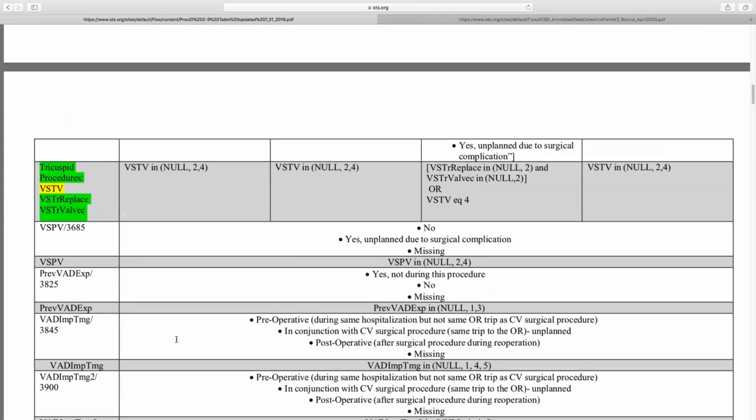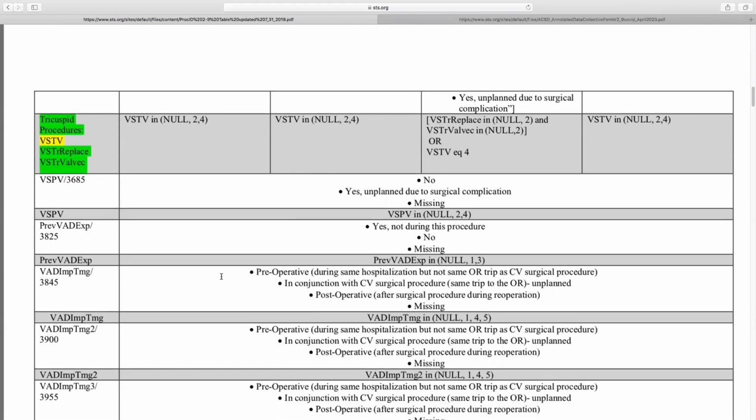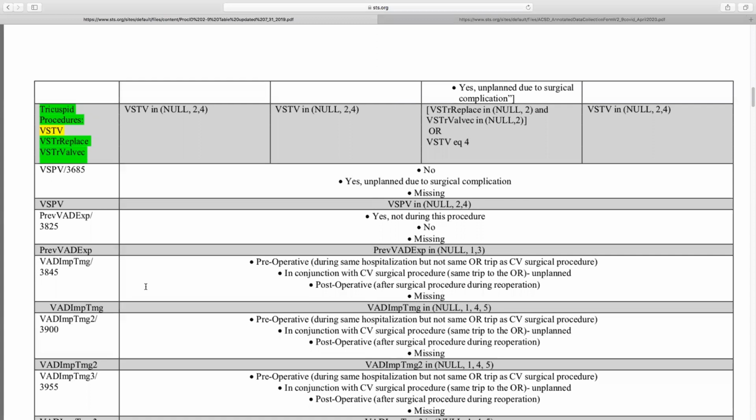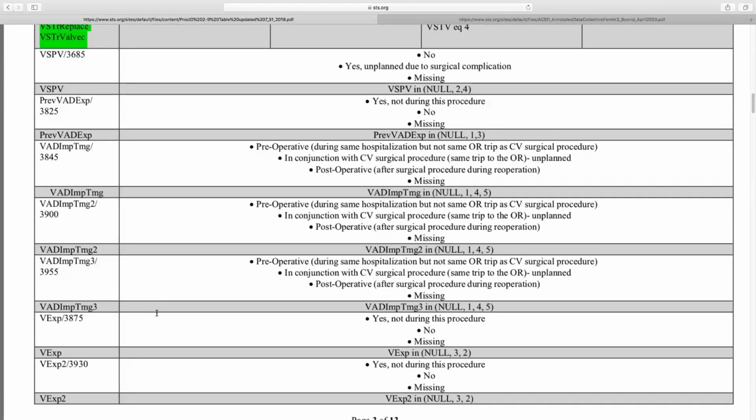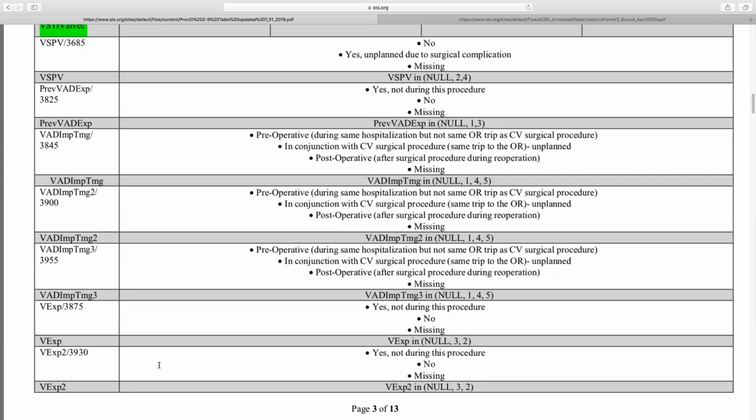If we're still looking in column 1, this is ISO-CAB. We're looking at previous VAD explant. If this is yes during this procedure, no, or missing, we'll keep it in the isolated CABG column. VAD implant timing: to keep it in the isolated column, you need to have selected preoperative in conjunction with CV procedure unplanned, or postoperative after surgical procedure during reoperation, or if the value is missing. Same thing with timing 2 and timing 3. And then, I believe this is VAD explant: yes, not during this procedure, or no, or missing, we'll keep it in the respective isolated columns that you're looking at.